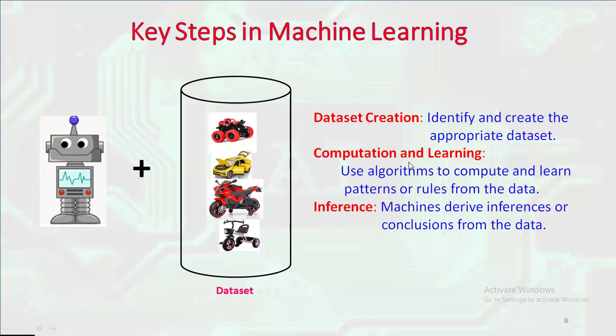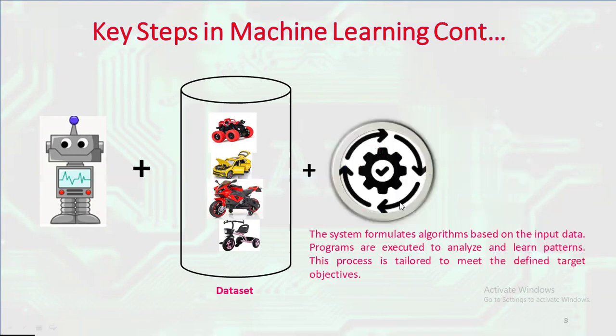Next, computation and learning. Once the dataset is ready, it is fed to the algorithm, which performs complex computations. These algorithms extract useful features, learn from patterns, and build a model that understands the relationships within the data. Next, inference. After training, the model can be used to make predictions or decisions on new, unseen data. This ability to derive conclusions from what it has learned is what gives the machine intelligence.